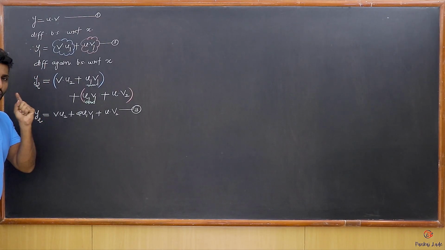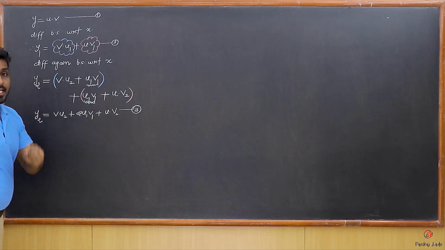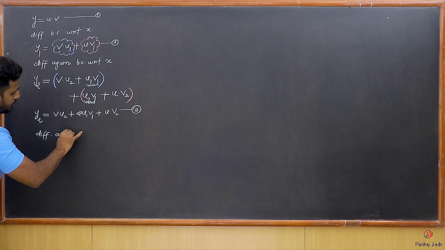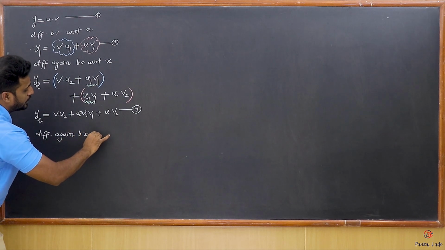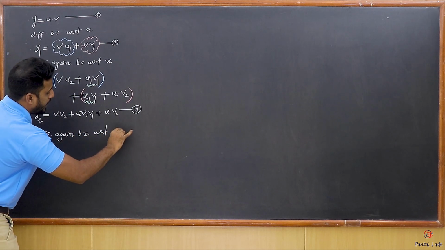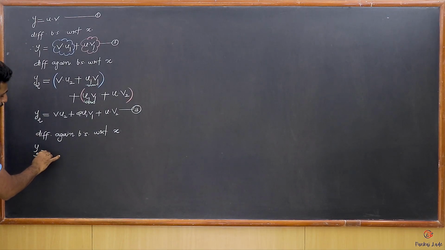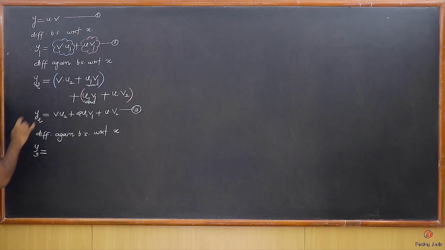I'm going to go for one more step now. I'm going to get y3 also, and then I'll be generalizing for yn. Let's see what y3 comes. So again, I'm going to differentiate. I'll write here: differentiate again both sides with respect to x. Now if I differentiate again both sides with respect to x, y2 is simply going to become y3, isn't it? The next order derivative is y3.